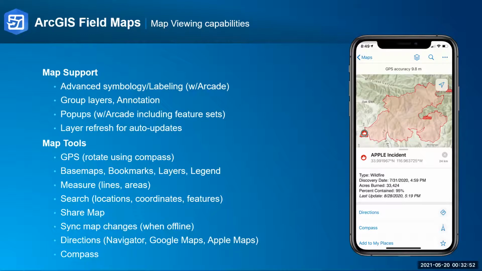And then this list of map tools that you are probably familiar with from using Collector, like GPS, all the map capabilities you're used to, like the ability to switch base maps, use bookmarks, toggle legends and layers, the measure tool, search tool, syncing map changes, getting directions either through integration with the Navigator app or with other native apps on your phone like Google Maps and Apple Maps.